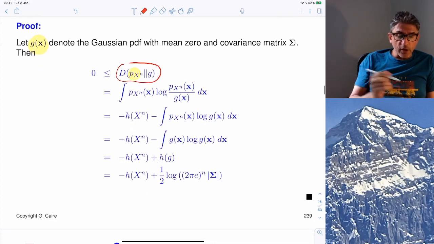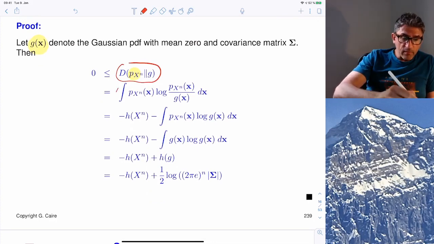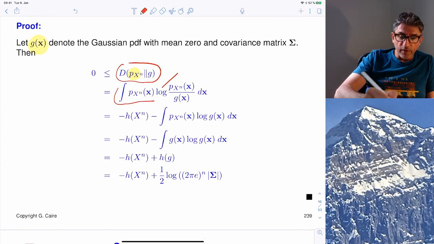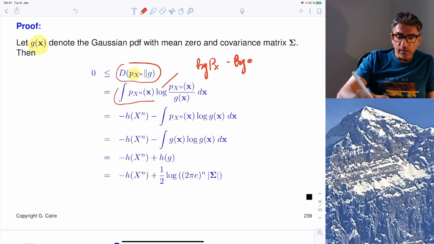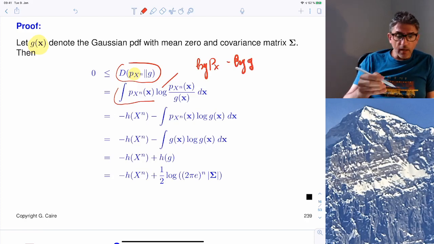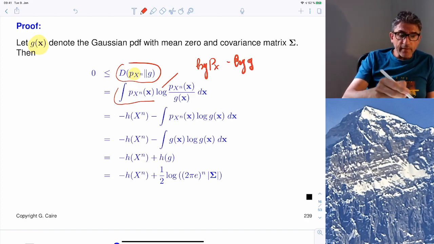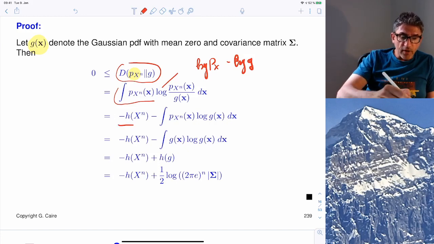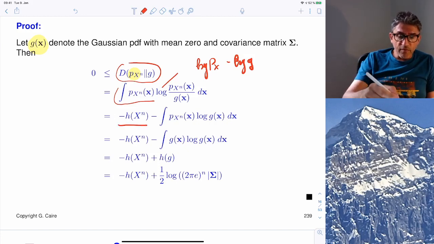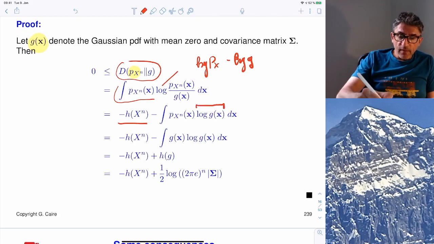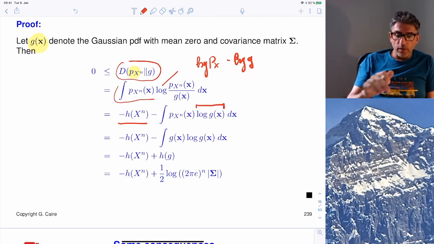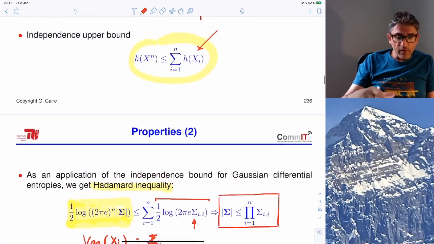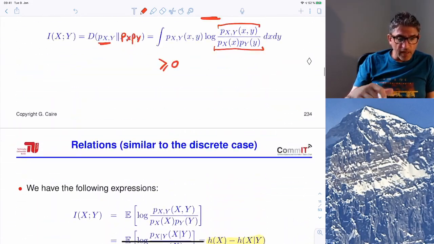Then we break the terms, right? So we write the log of the ratio as log of P_X minus log of G. The integral of P_X log P_X is minus the differential entropy of X. And then we have minus the integral of P_X log G. But G is a Gaussian distribution, and we have already computed the logarithm of a Gaussian density.